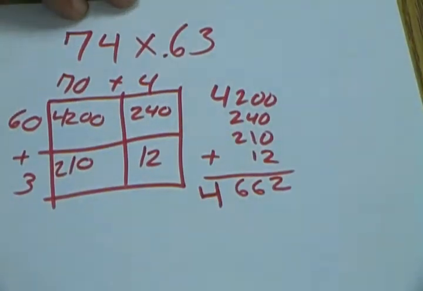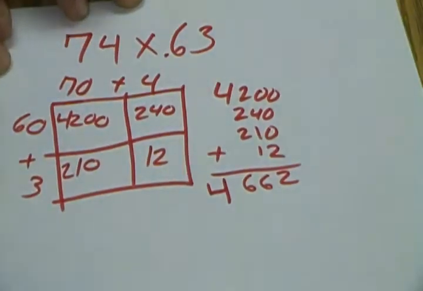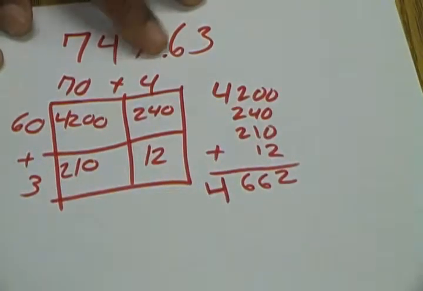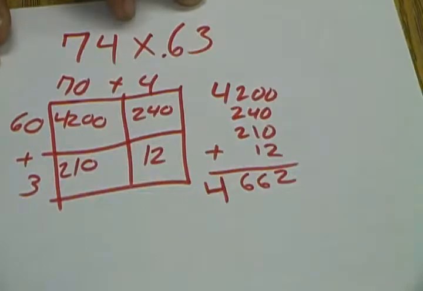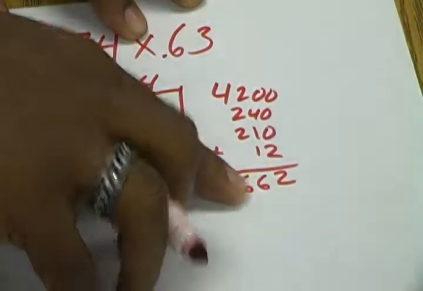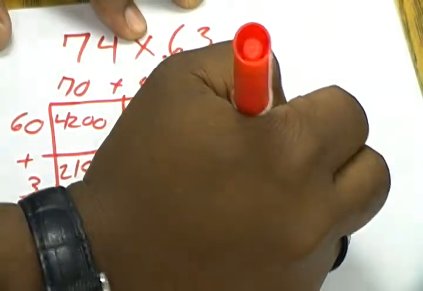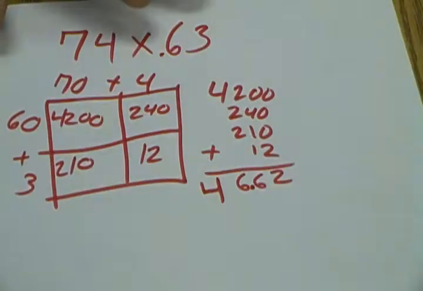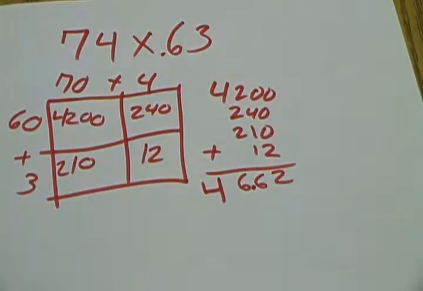Alright, now we're going back since we have this answer. In our factor, we have 2 places behind our decimal. So therefore, we're going to have 2 places behind our decimal here. So we should have 46 and 62 hundredths. Sorry, 46 and 62 hundredths. Alright.